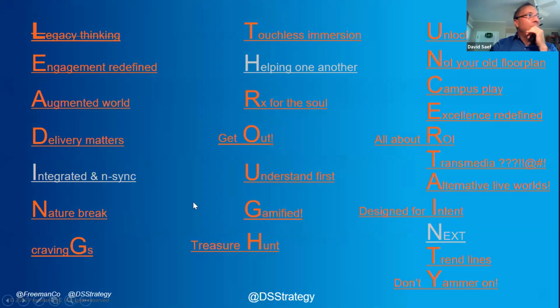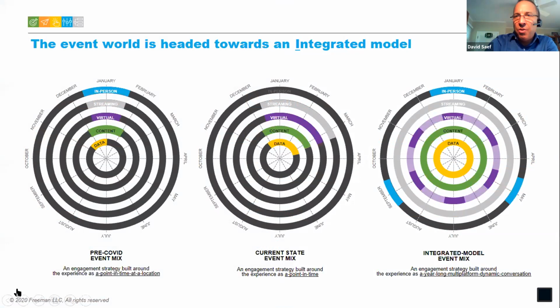All right, let's see, we're down to integrated and sync. Let's do that one. This is a great model to show you where we are and where we're going. So pre-COVID, we had a little bit of data, a lot of in-person and streaming, but if you look at that right-hand side, that's where we're going. Data needs to inform the content. So data and insights inform the audience needs, which governs the content that you editorialize and manage, which then helps to inform the use of virtual streaming.